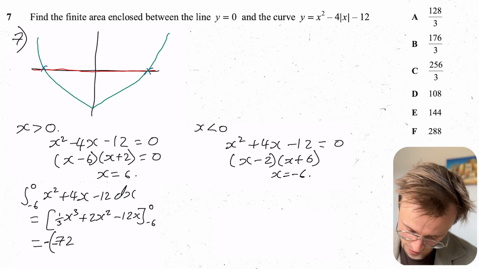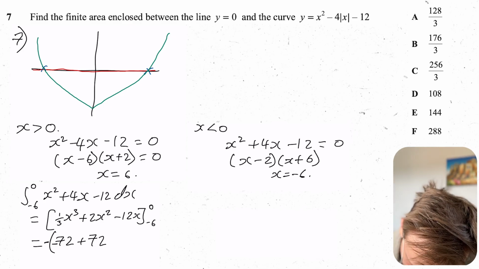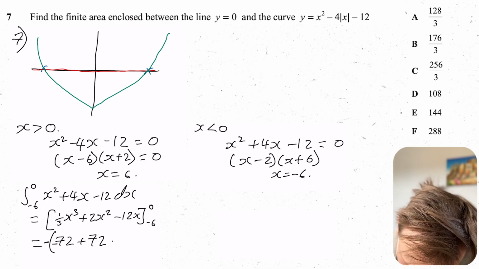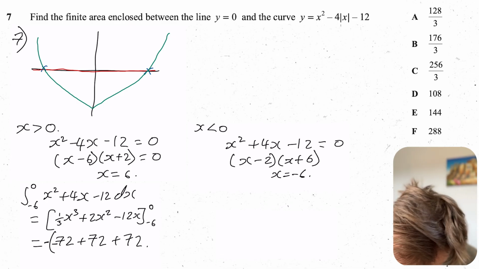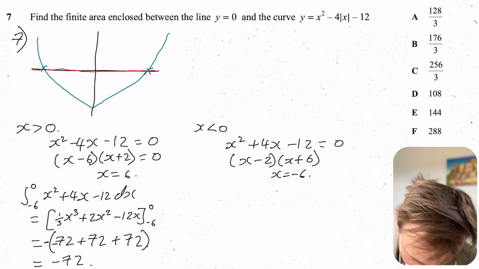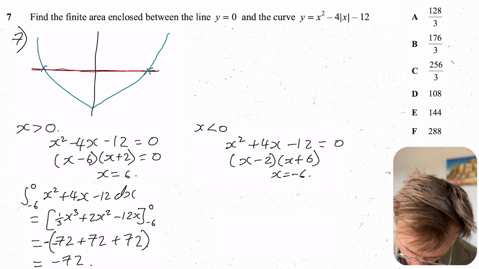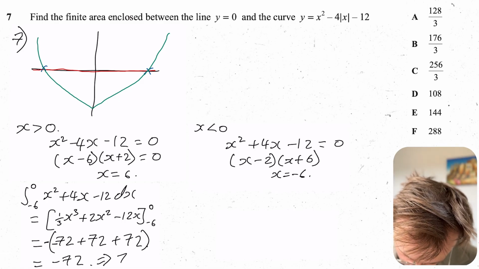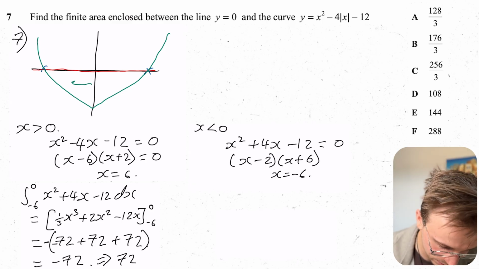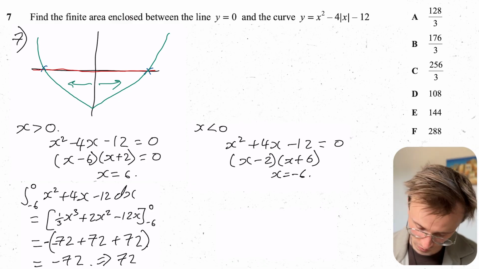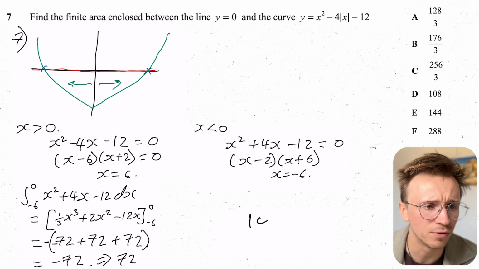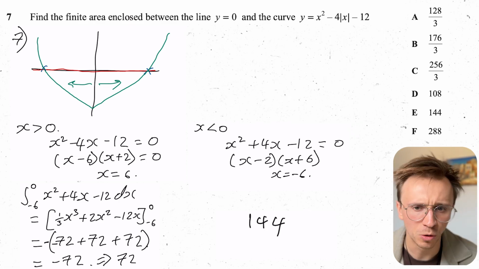6 squared is 36 times 2, plus 72, so they cancel, perfect. And then, again, another 72 plus 72, equals minus 72 from that one. But we're concerned about the area, so it ends up being 72. And by symmetry, as I said before, this area must be the same as this area. So I'm going to double that and get 144, which makes it easier at the end. 144, which is option E.